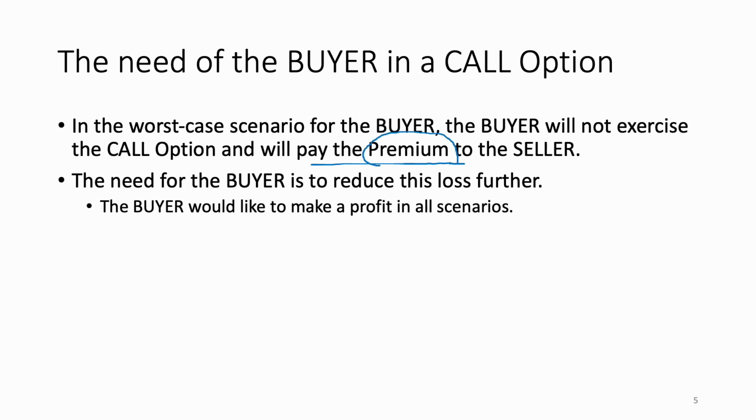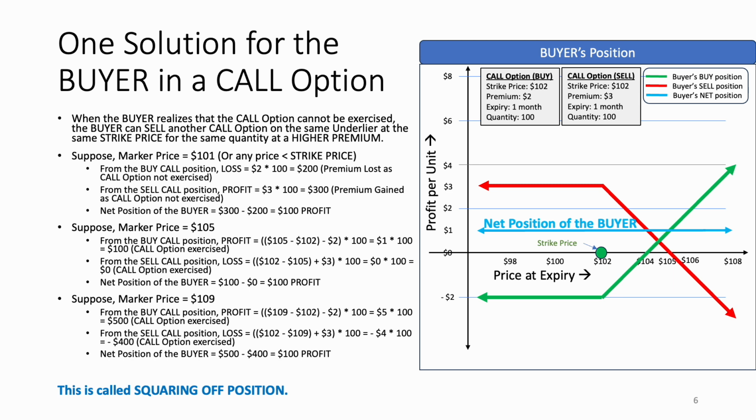Now, our need is that we need to find a way that we can reduce this loss which the buyer can suffer as a result of the price falling below the strike price, and we want to see whether we can still make a profit under these circumstances as well. So that is the problem which we will try to solve in this particular video. There are many solutions to this problem. We will discuss only one solution in this video, and that is how we can square off the position. By squaring off the position, we mean that we at least do not suffer a loss, and if it is possible, we will try to make a profit.